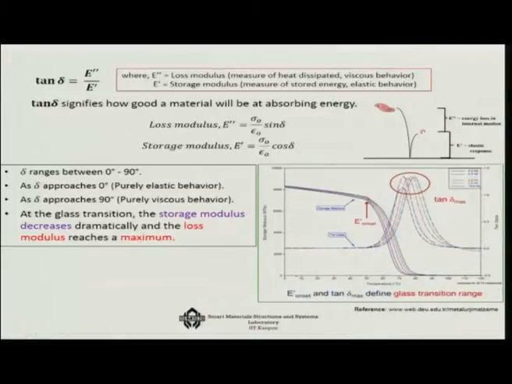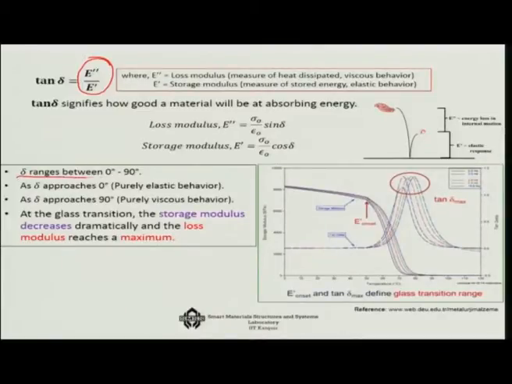Now this tan delta, which is also a measure of the loss, the energy that is dissipated in the system, can be expressed as a ratio of the E double prime to E prime, that is the loss modulus to the storage modulus of the sample. So if tan delta is high, that means the material is highly viscoelastic. It can dissipate an enormous amount of energy, and particularly that happens at the glass transition temperature when the chains have just reached enough mobility.